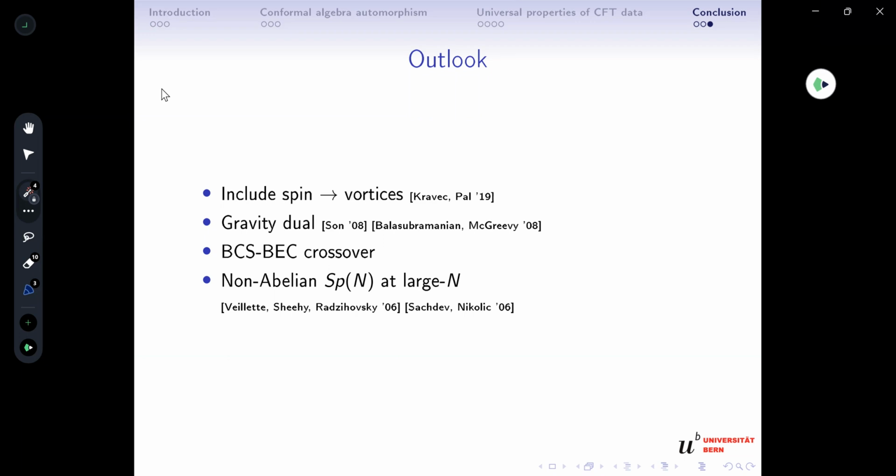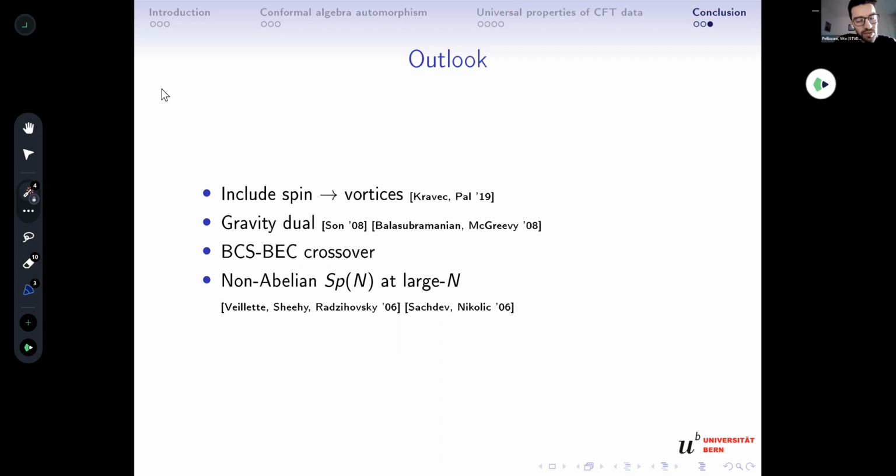You might have heard of the BCS Bose-Einstein condensate crossover, perhaps not. If you trap fermions in this harmonic trap, you can tune the interaction strength between them, right? They would exhibit different properties depending on the interaction strength. And this can be tuned experimentally with an external magnetic field. So people have a lot of control over that.